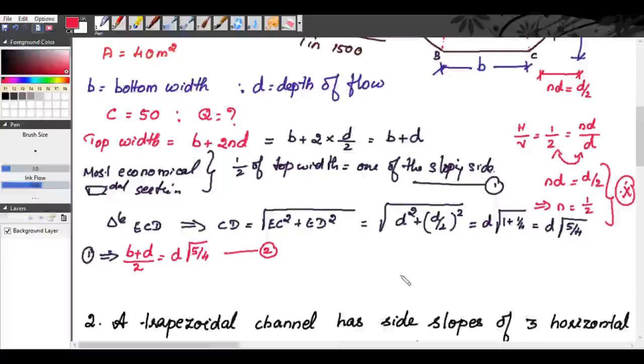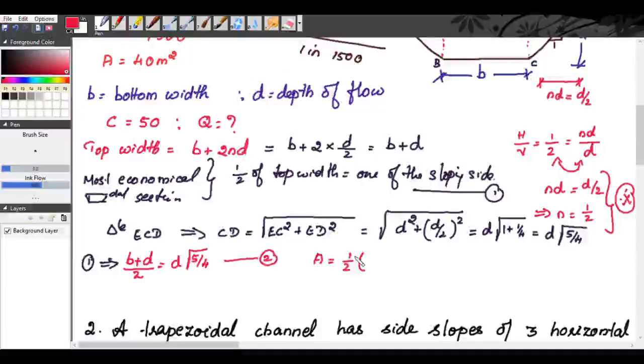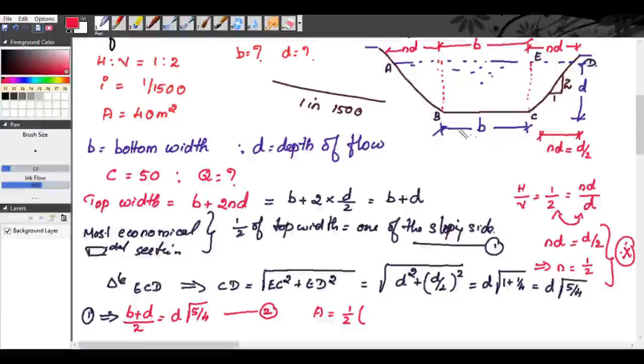Now, area is given as 40 meter square. Right? So what is area? We know the area of the trapezoidal channel is equal to half into the summation of the widths. So B plus top width, which is B plus D, into the depth of flow, that is D. So area is given as 40. So 40 is equal to D by 2 into 2B plus D.